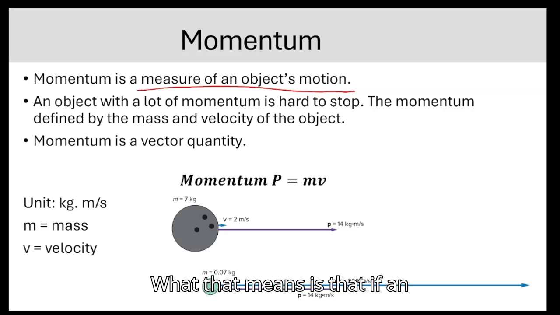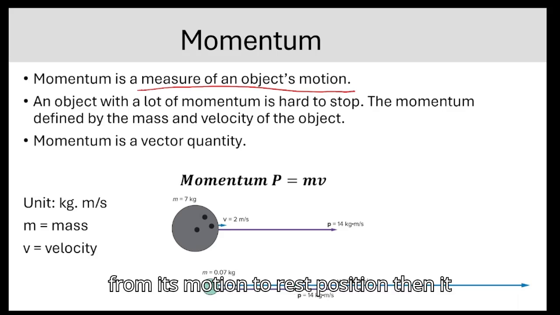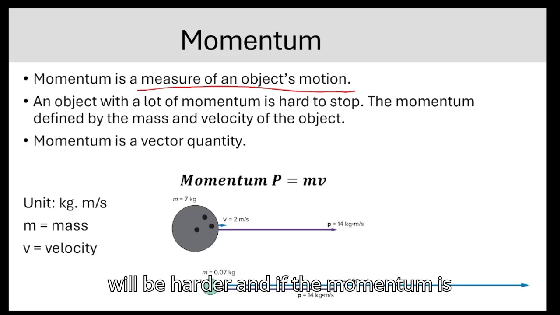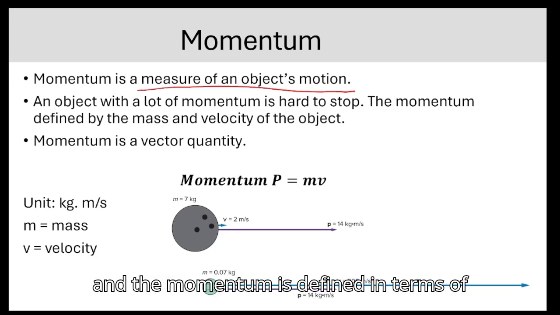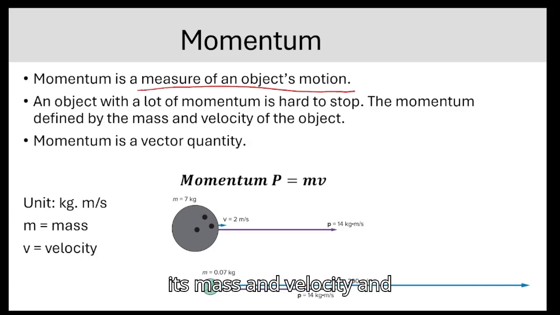What that means is that if an object has larger momentum, then if you try to stop it from its motion to rest position, it will be harder, and if the momentum is less, then it will be easier to stop the object from motion.